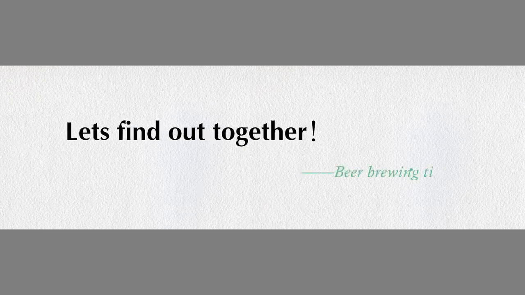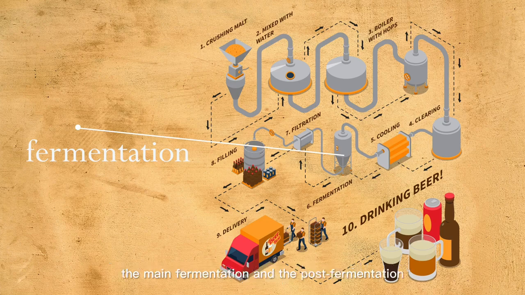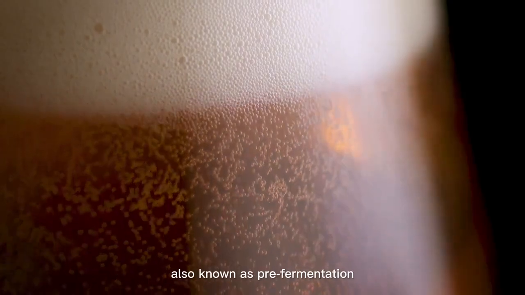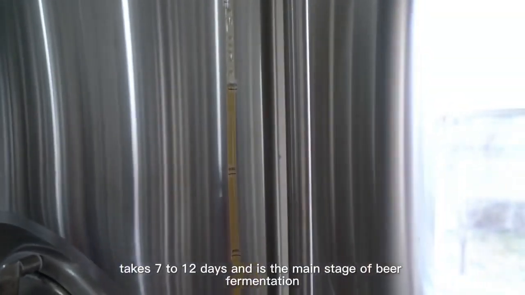Let's find out together. The fermentation process of beer is divided into two stages, the main fermentation and the post-fermentation. The main fermentation, also known as pre-fermentation, takes 7 to 12 days and is the main stage of beer fermentation.